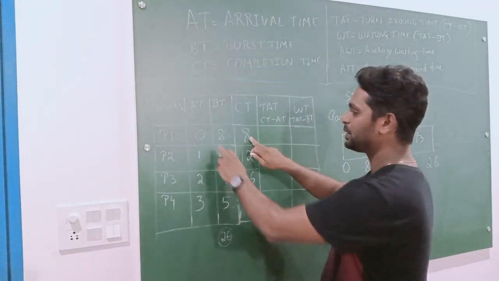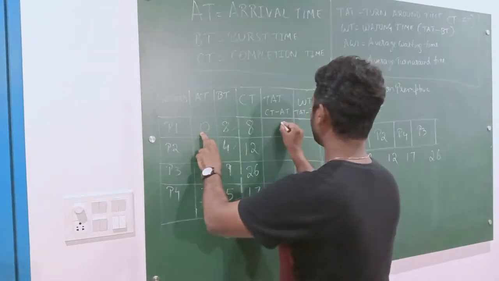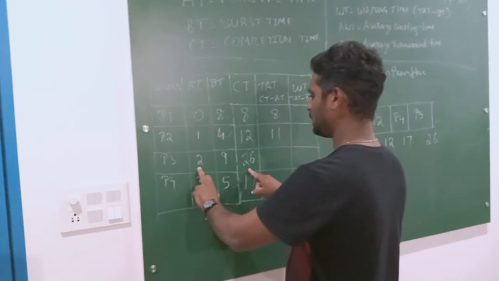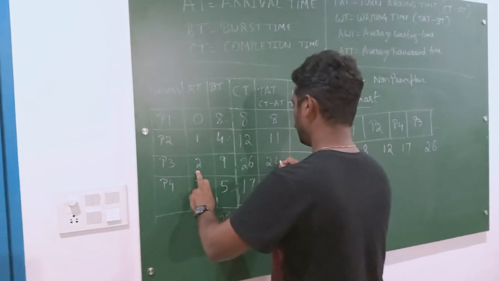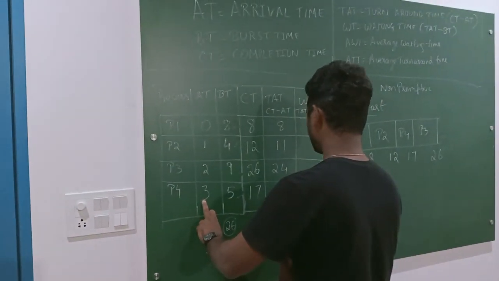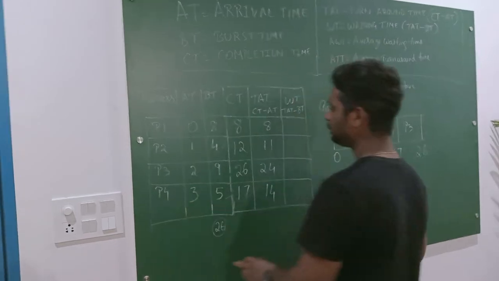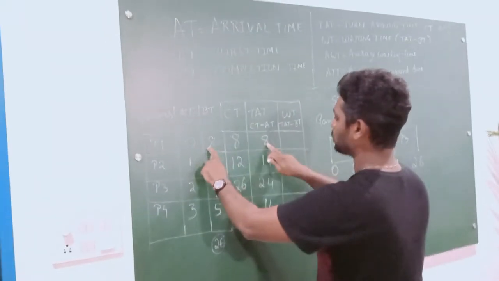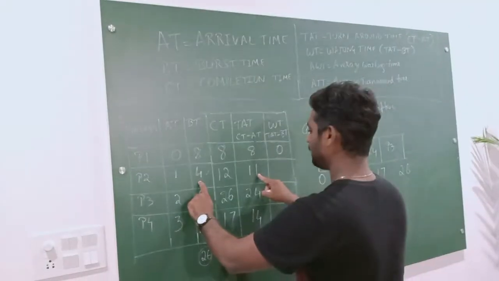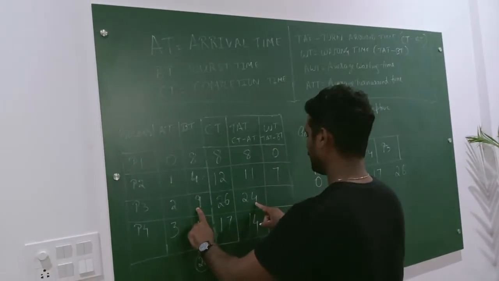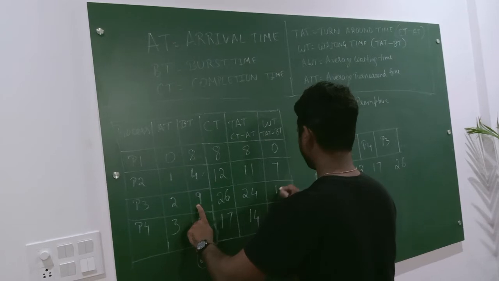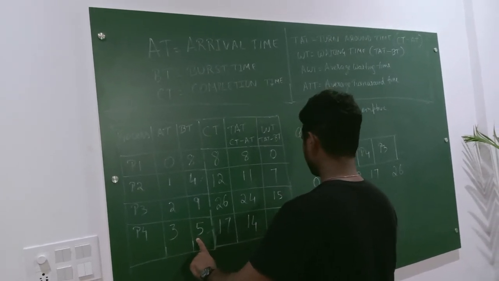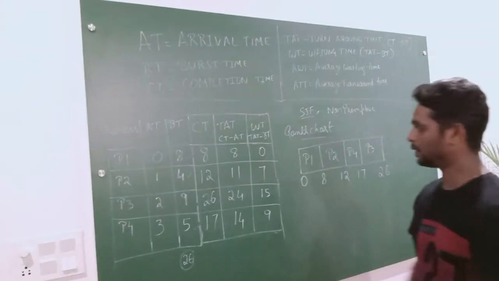Turnaround time is completion time minus arrival time. 8 minus 0 is 8. 12 minus 1 is 11 for P2. 26 minus 2 is 24. 17 minus 3 is 14. This is your turnaround time. Waiting time is turnaround time minus burst time. So 8 minus 8 is 0. 11 minus 4 is 7. 24 minus 9 is 15. 14 minus 5 is 9.